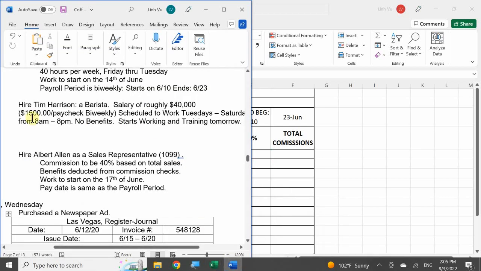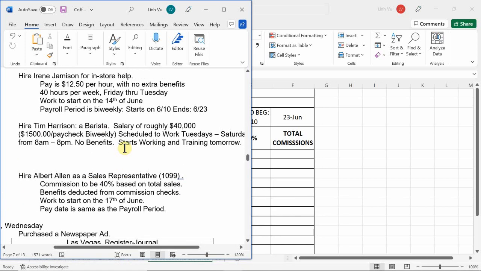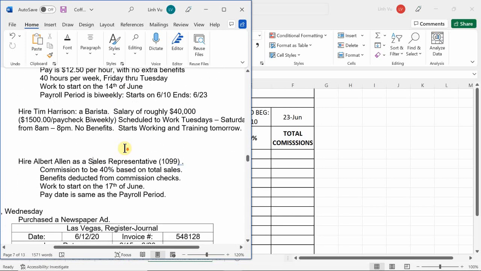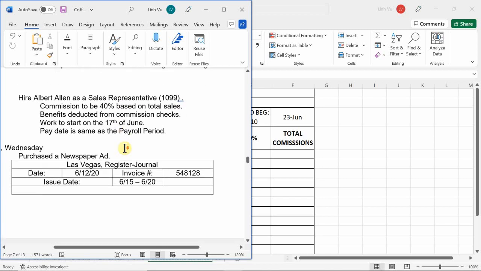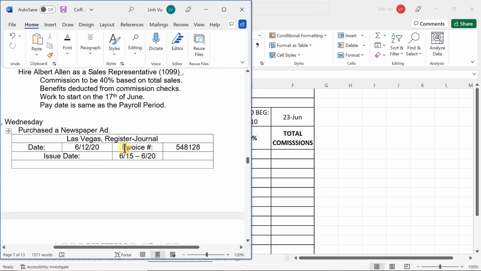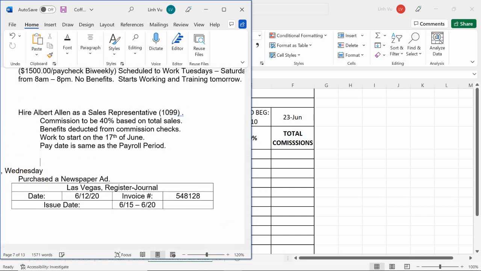All right, so there is Albert Allen. So we hired 3 people, 2 employees and 1 independent contractor. Good. So we're getting things along.